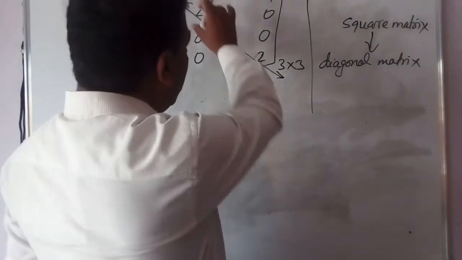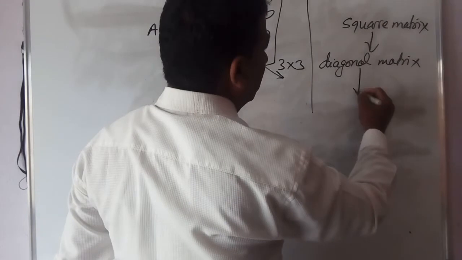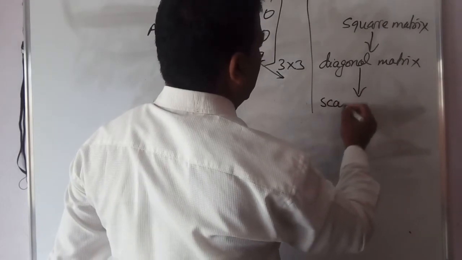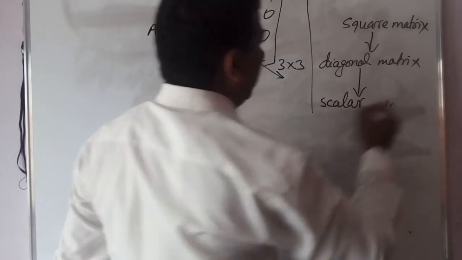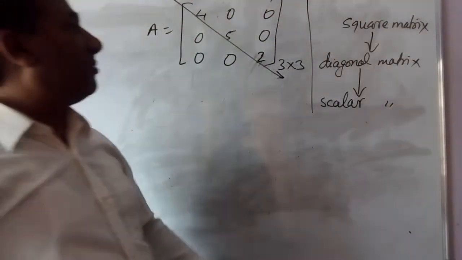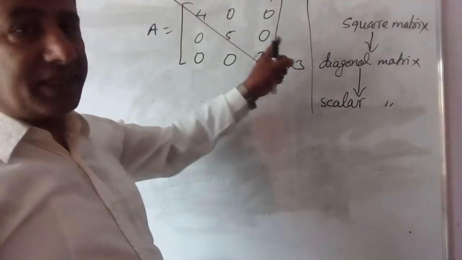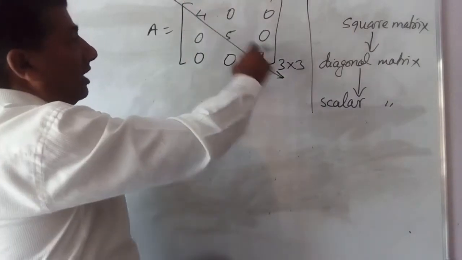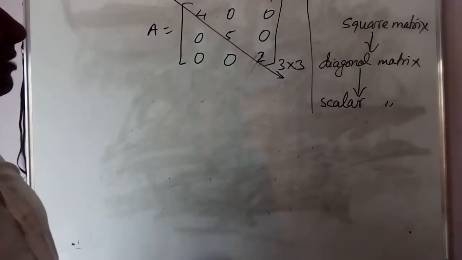Now again after this, scalar matrix. Now what is a scalar matrix? Now see here, in diagonal everything is the same, but these diagonal elements, they are not the same.